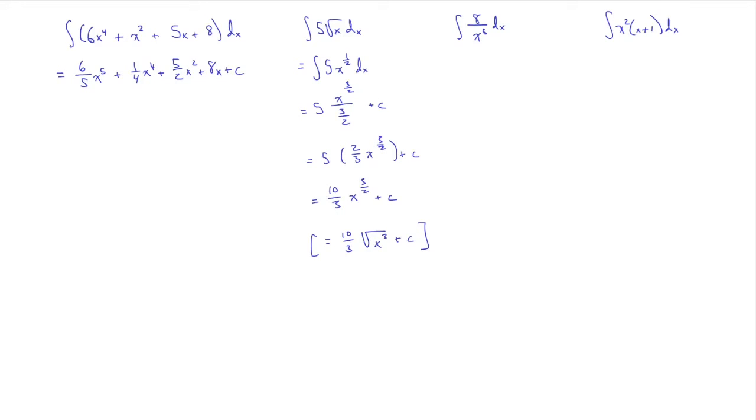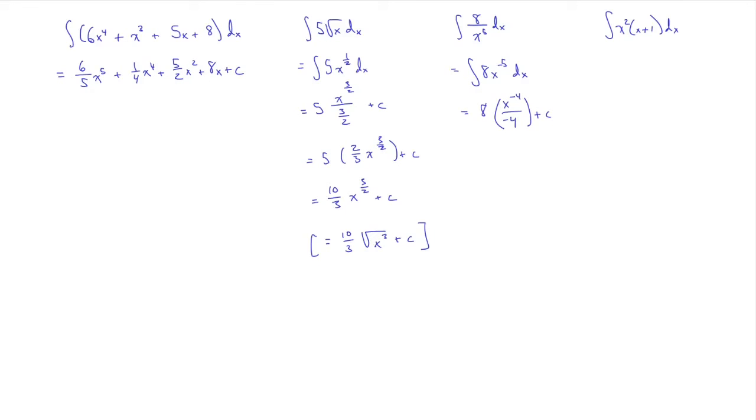Same idea for this third one. Before you can do the calculus, you have to do some algebra. You need to rewrite 8 over x to the 5th as 8 times x to some power. And 8 over x to the fifth is 8x to the negative 5. Now we're ready to apply our rule.